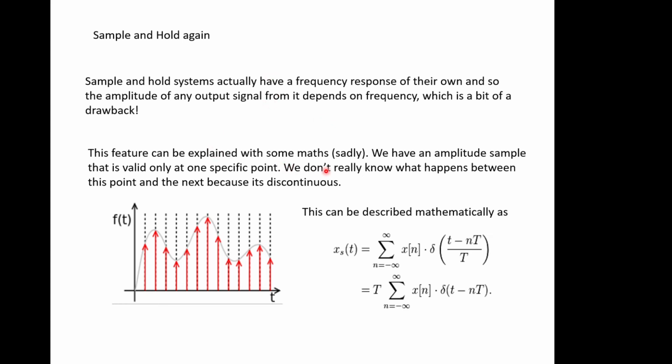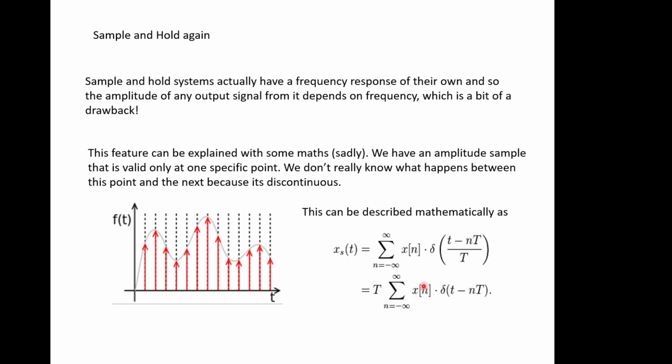So we can explain this with a little bit of maths, sadly. We have an amplitude sample that is valid at only one specific point. Here it is, so that's what's valid. We don't really know what happens between this point and the next because it's discontinuous. We suspect it's continuous between it, but exactly what happens in between these 2 points we're just guessing. And we can describe that mathematically as this kind of function here.